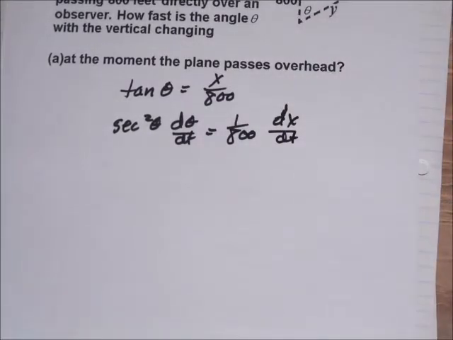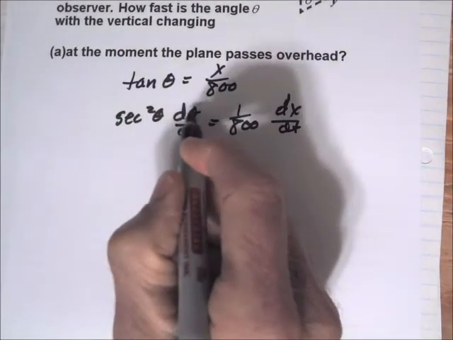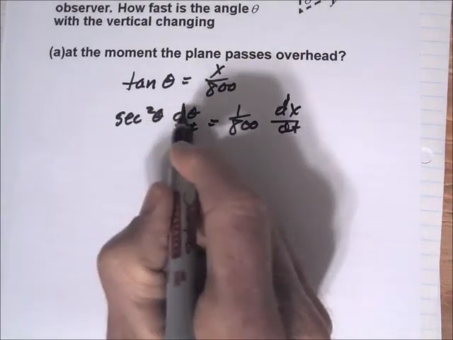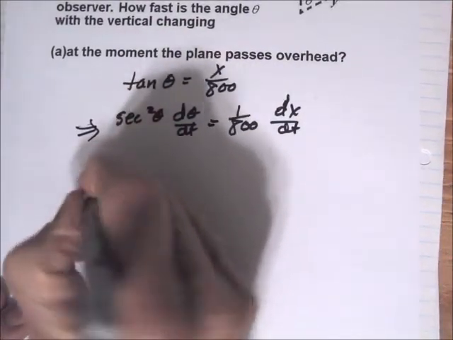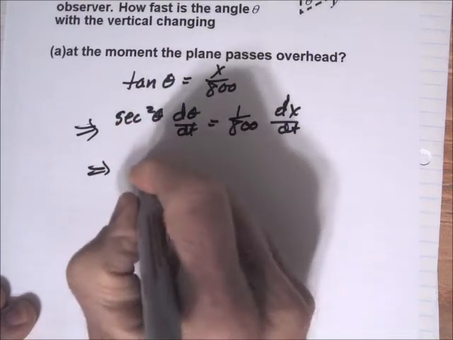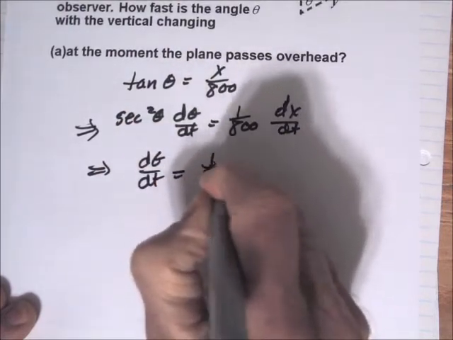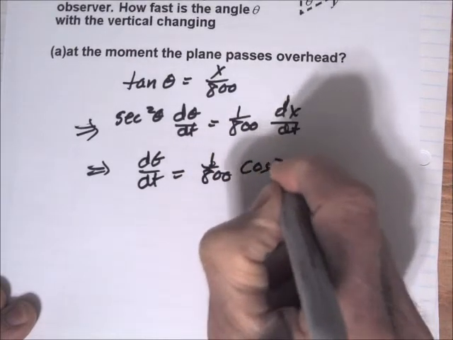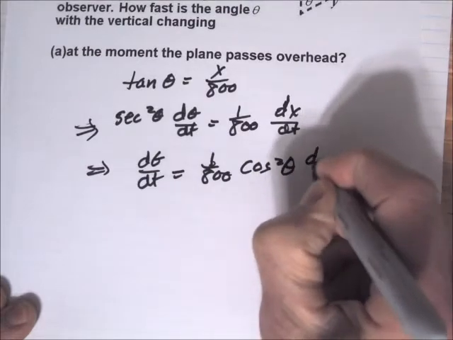Okay, so we want to solve for d theta dt. If we multiply both sides by cosine squared, the cosine squared will cancel here. We get d theta dt is equal to 1 over 800 times cosine squared theta dx dt.